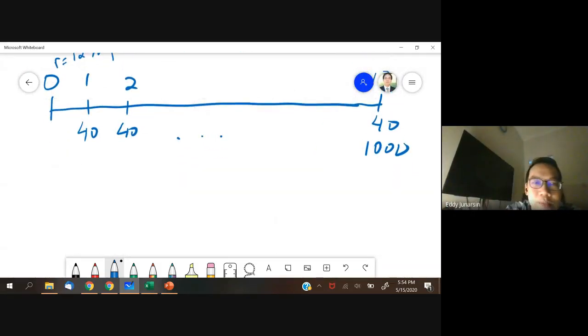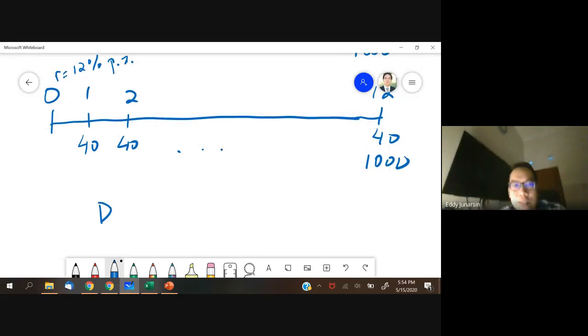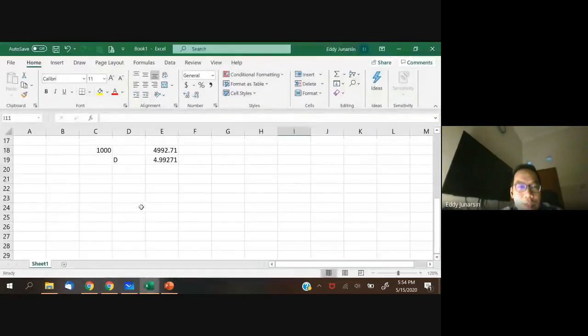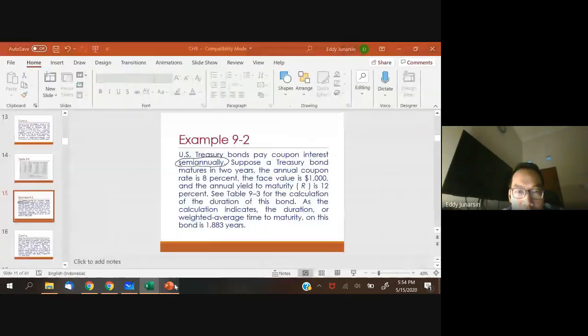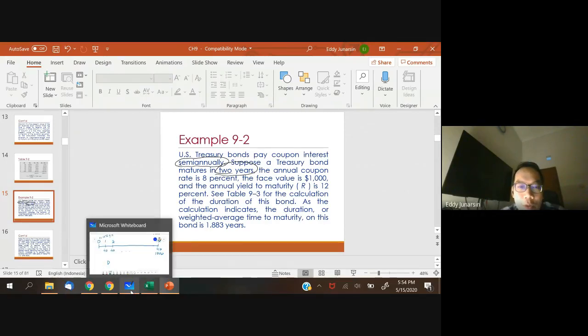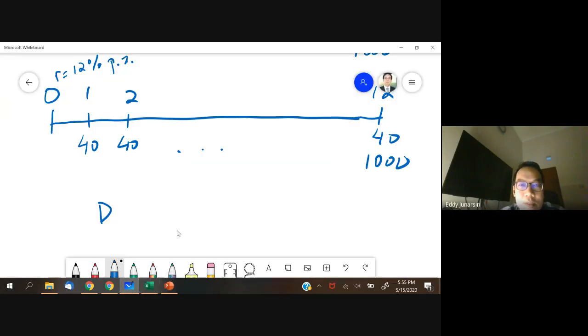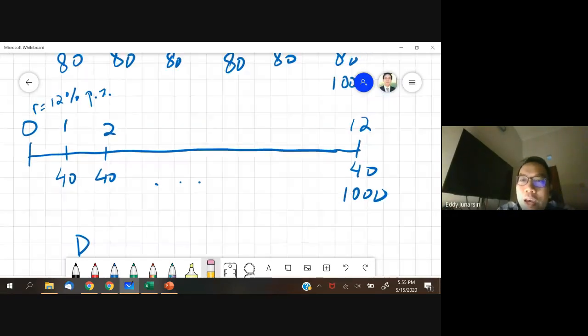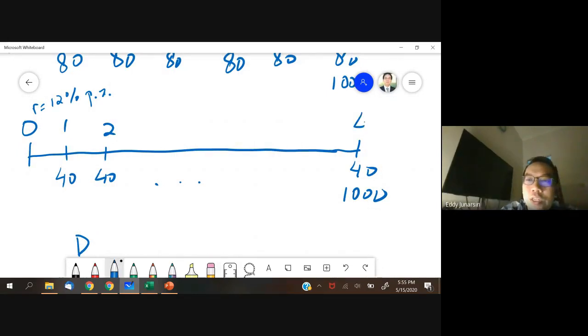So let's recalculate here. We can do it on Excel to make it quicker. Oh, actually, the example here is 2 years, right? If it's 2 years, there are only 4 periods. I didn't look carefully. So we only have 2 years. Yeah, even easier.